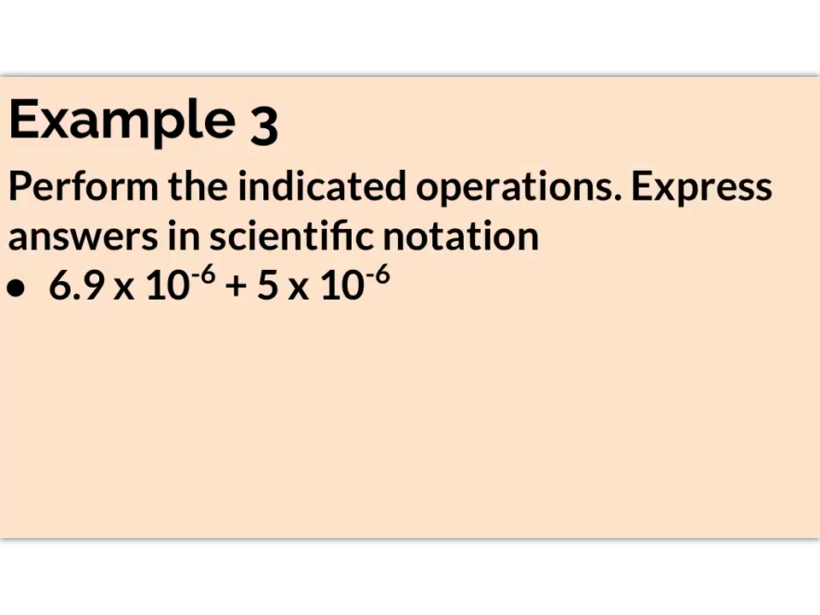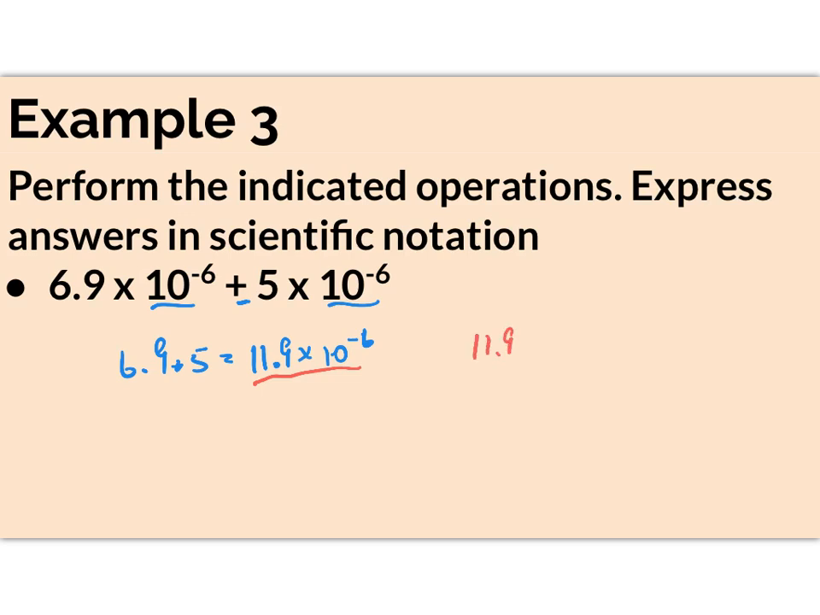Example 3. Express answers in scientific notation. Now we're going to have to add and subtract. So we're adding. Since these are the same base, I can just go ahead and do 6.9 plus 5, which gives me 11.9 times 10 to the negative 6. But there's a problem. I can't leave it like this. So I'm going to convert this out to decimal form to show you what the new number should be.